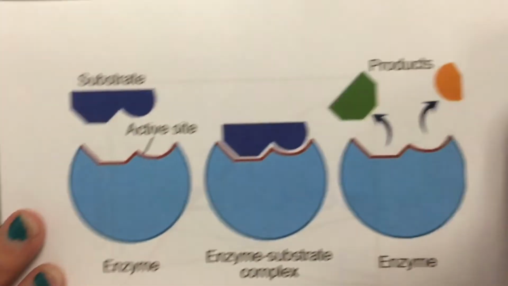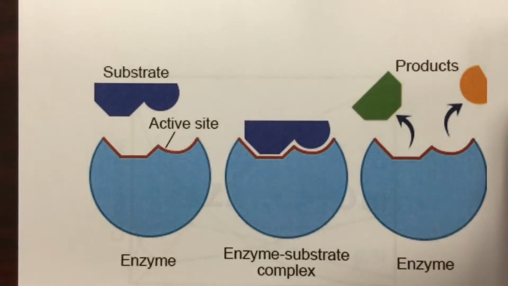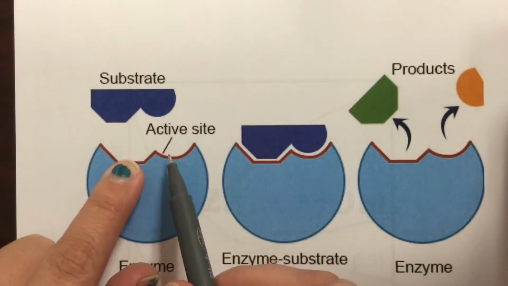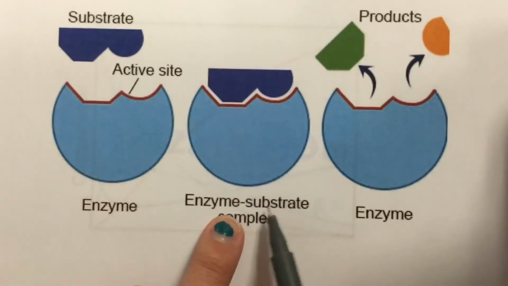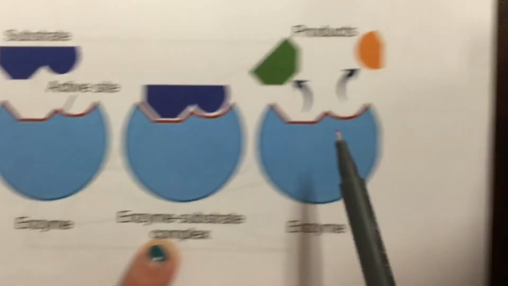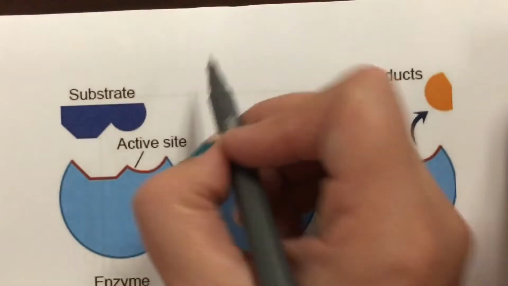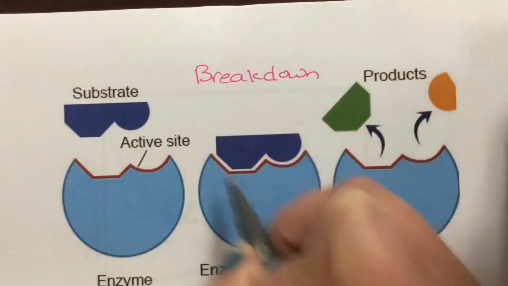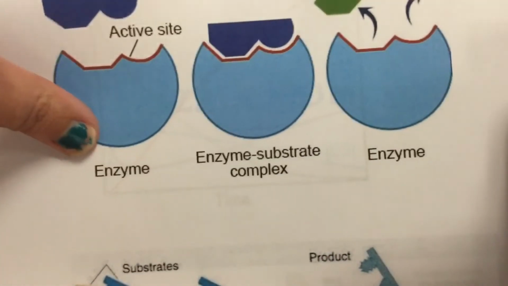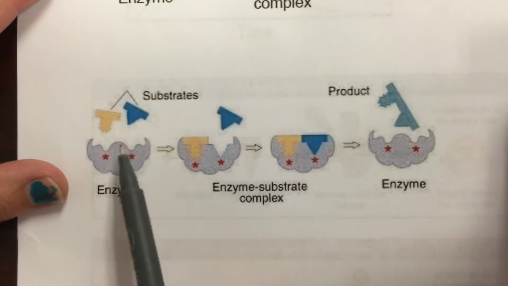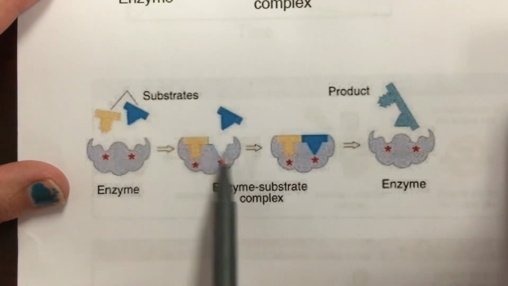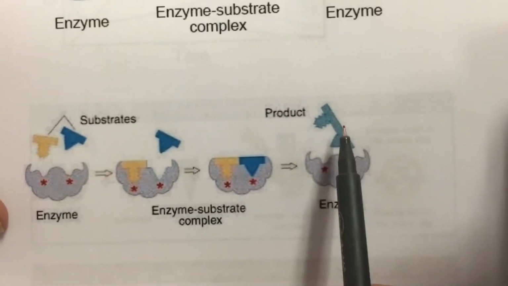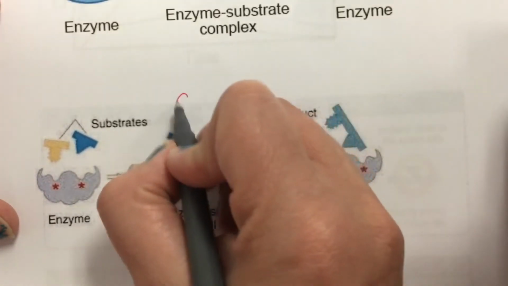So let's look at the different types of reactions that can occur. This is where we're going to take a substrate, and that substrate binds to the active site. We have our enzyme substrate complex for a brief moment, and then we create two products. So in this case, this is a breakdown, right? We're breaking something down. Enzymes can also put things together. So you can have two substrates and they bond to their active site. And then we have that enzyme substrate complex and we've created a new product. So we're creating something.